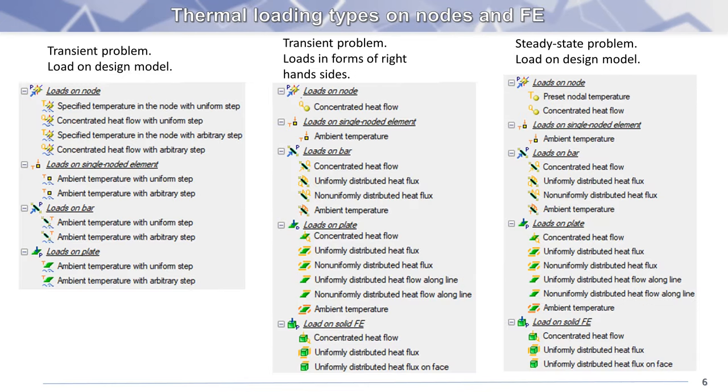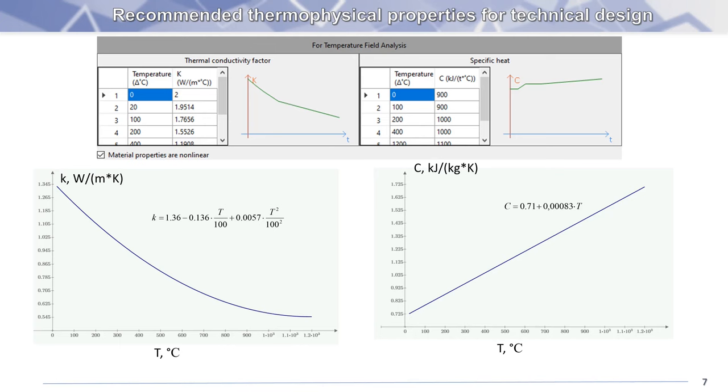The load library allows you to specify almost any type of load on bar, plates, solid, and single-noded elements. For the problem of transient heat transfer, many types of load can be specified, both in tabular form in the dynamic load and in the form of right-hand paths, for which any diagrams of the dependence of the coefficient for load over time can be specified.